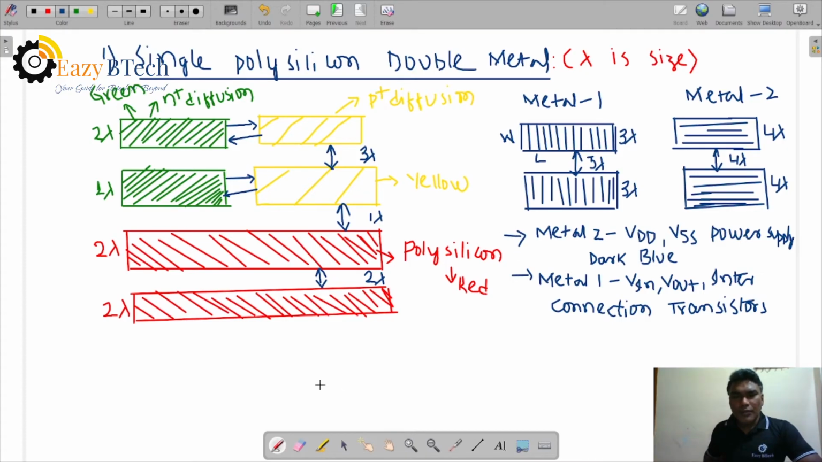Now we have the black contact. For the contact area, where two layers are joining, we can use a black contact. The black contact is a black square box representation, which we discussed, used in stick diagrams, right?